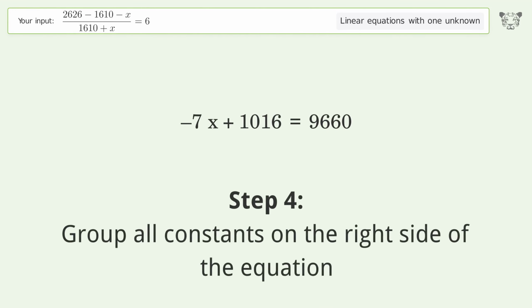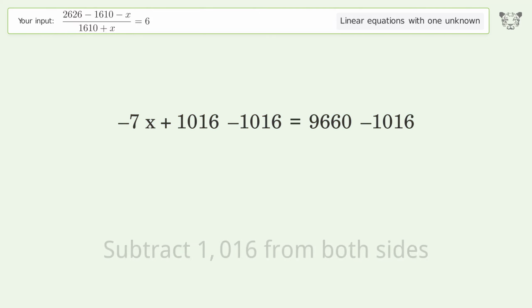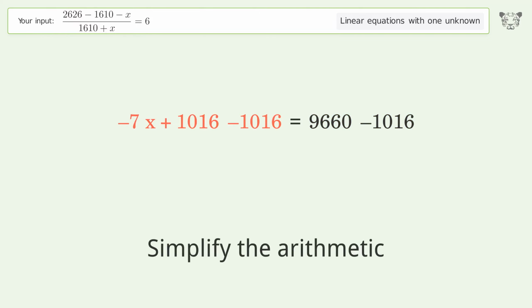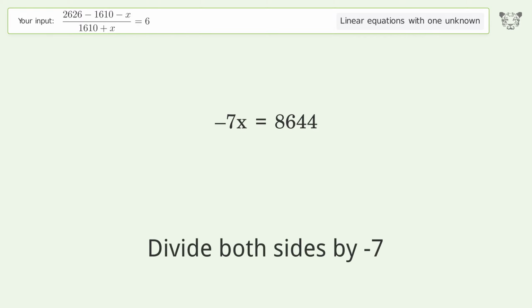Group all constants on the right side of the equation. Subtract 1016 from both sides. Simplify the arithmetic. Isolate the x. Divide both sides by -7.